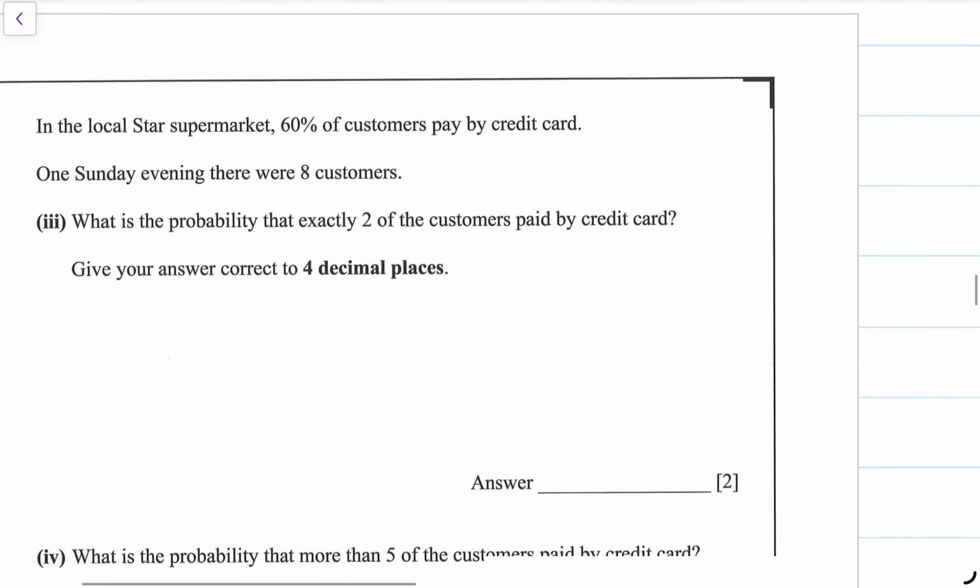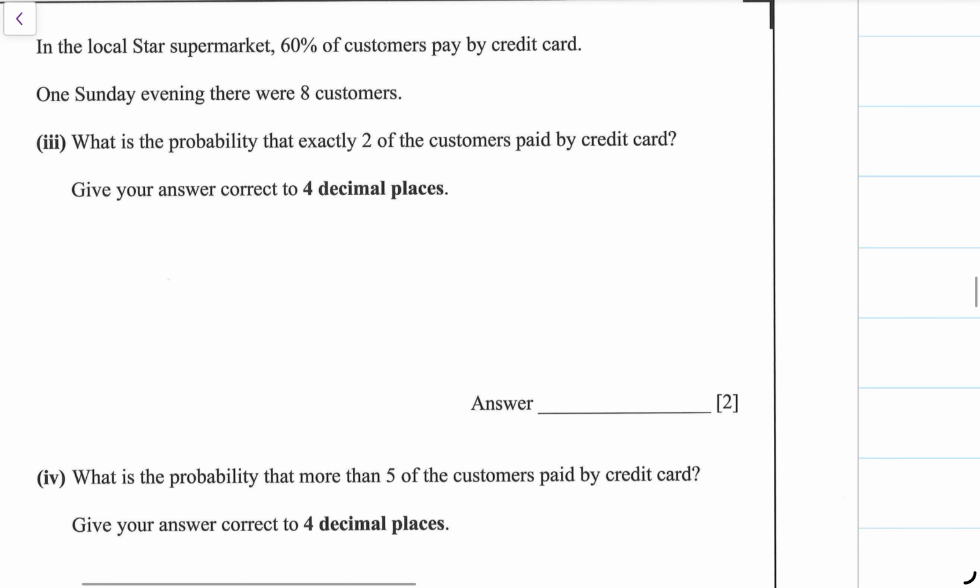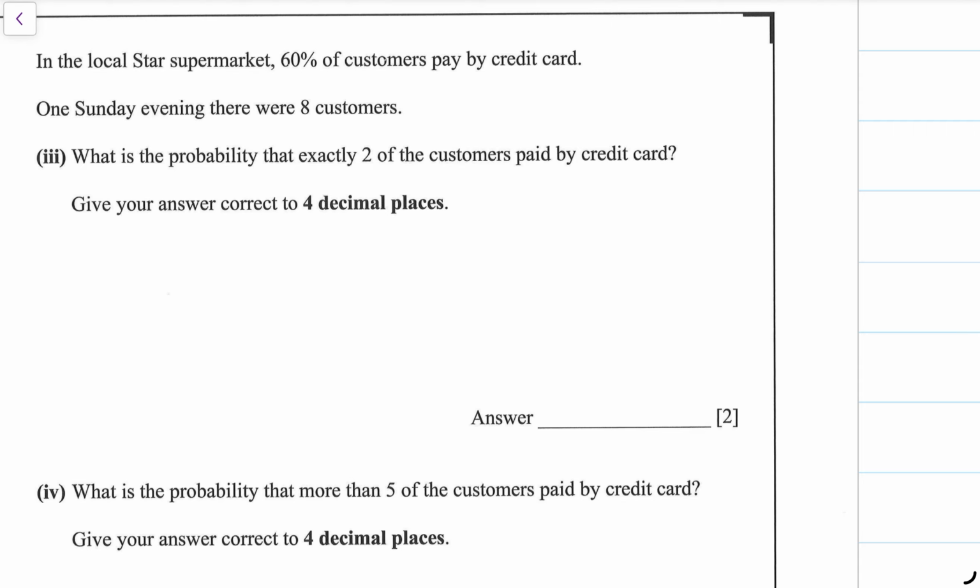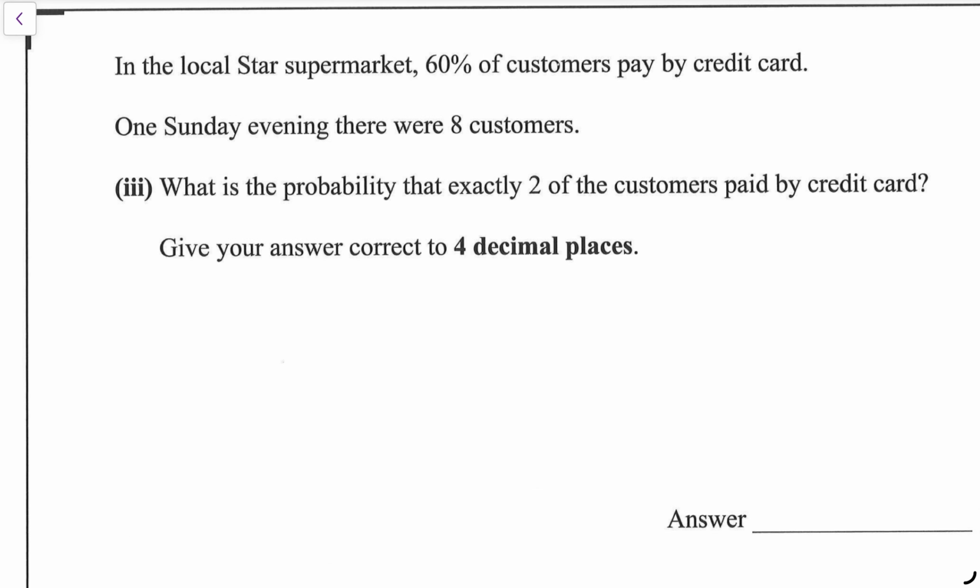Lovely. Right, next one says, in a local star supermarket, 60% of customers pay by credit card. One evening there are 8 customers. What is the probability of exactly 2 customers paid by credit card? And give your answer correct to 4 decimal places.